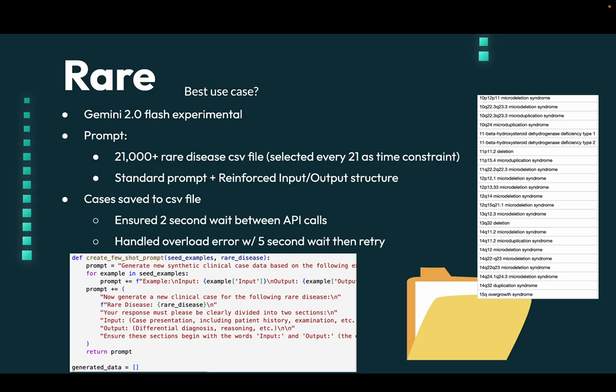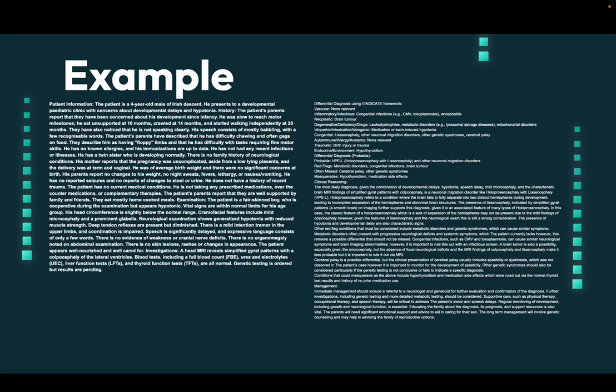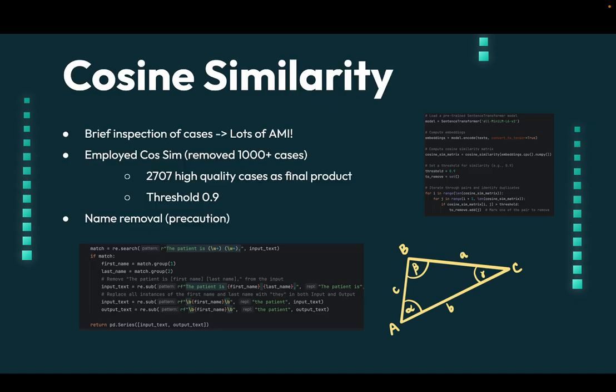And also be careful, if you'd like to do this for yourself, with incorporating a time delay between API calls, because you can quite easily overload the model. That's another example of what it produced.